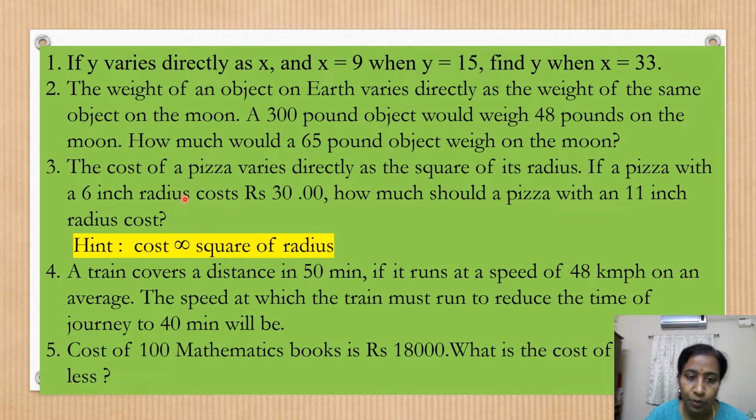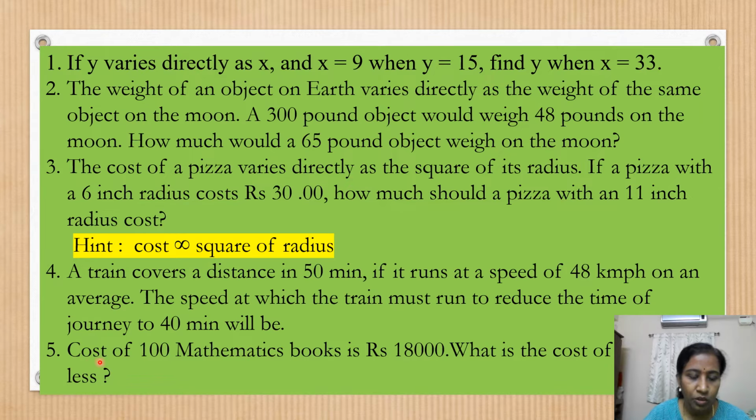That is why I have highlighted that square of the radius. So the moment you see the problem, you will write 6, 30, 11 how much, which will be wrong. It is 6 to the power of 2 because square of radius. So it is 6 square, 30 and 11 square, how much. So 36 hyphen 30, 121 hyphen question mark, and the answer will be 121 into 30 divided by 36. That is how you have to do. Please note down all these words, statements, so that you will not go wrong.